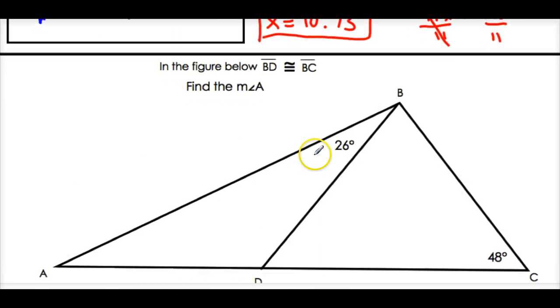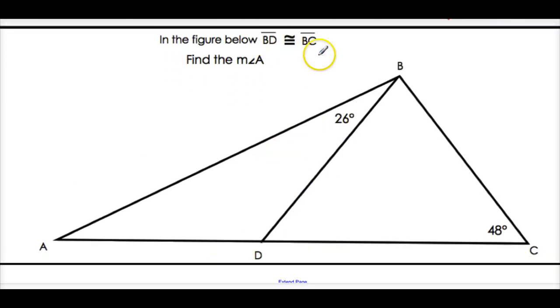moving along, final problem. In the figure below, BD is congruent to BC. All right, BD is congruent to BC. Find the measure of angle A. All right, let me walk you through this. Once again, we know that we have an isosceles triangle right here, so we could draw our lines, okay? Let's start by doing that.